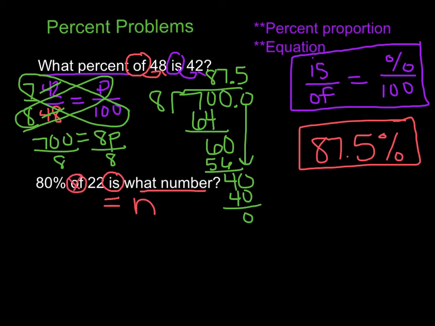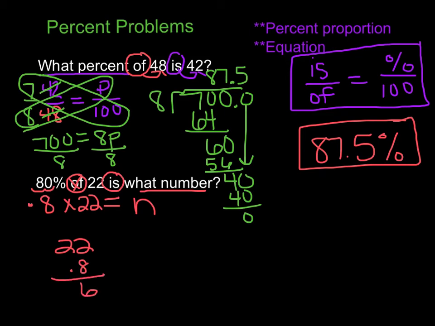So what I have on the other side is multiplying 2 numbers to find my variable. So I don't multiply by percent, but I can multiply by the decimal. So I'm going to change that to 0.8 times 22, and then that'll give me my answer. So I'm going to do 22 times 0.8.